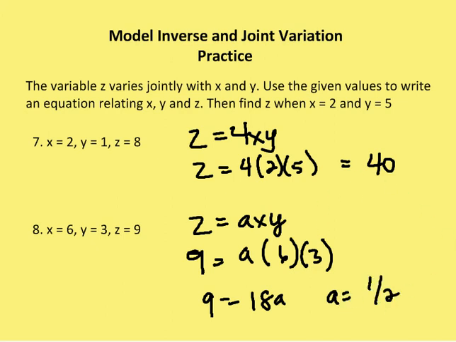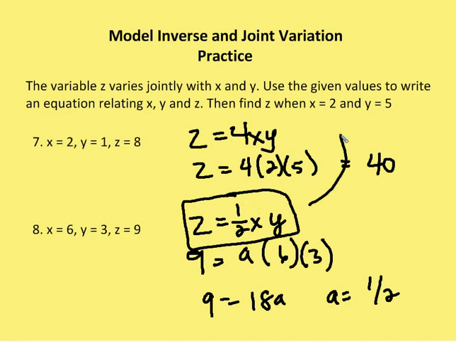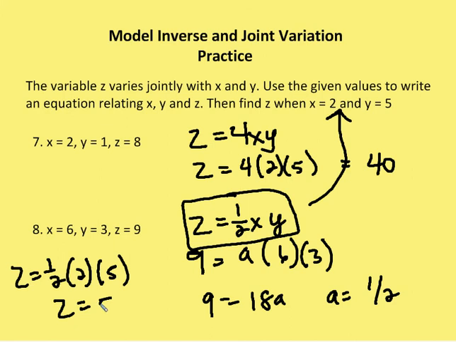All right, so let's erase the a value here and substitute it with the value that we just determined. And I have z is equal to 1/2 xy. Now I want to plug in the values x is equal to 2 and y is equal to 5. So I get z is equal to 1/2 times 2 times 5. So z is equal to 5. And that's my answer for number 8.